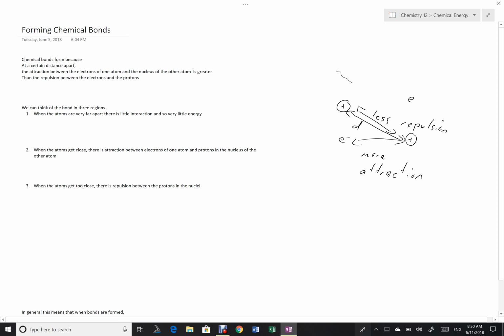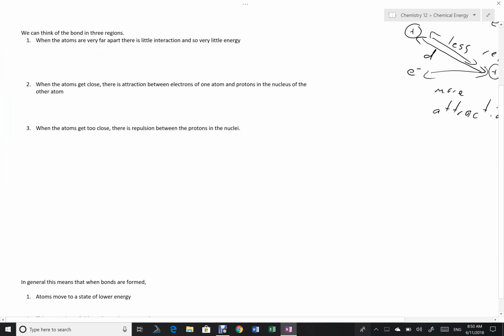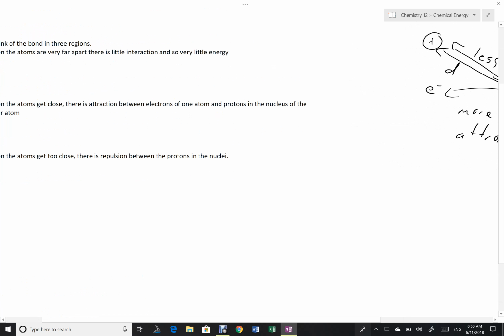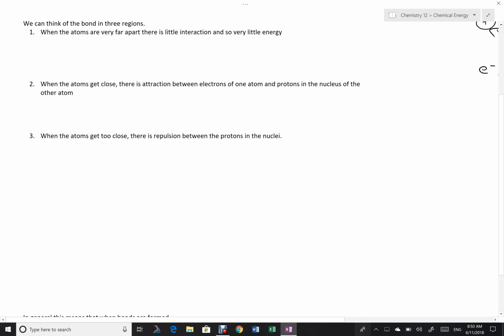So if we think this through, we're going to go through energy in three basic regions. First of all, in general, we're going to be talking about energy versus atomic separation distance. So this is the distance between the atoms that are forming the bond, and this is the energy associated with that bond.